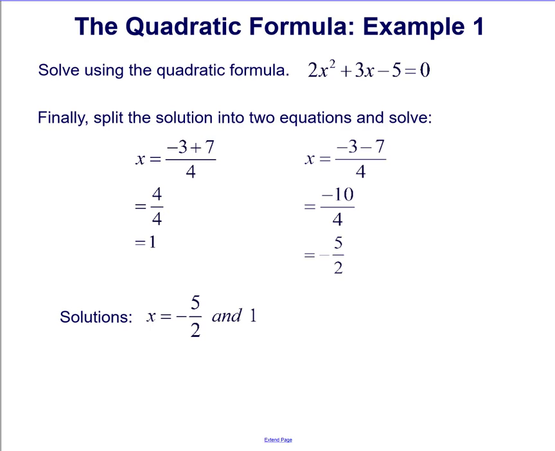Finally, we can split the solution into two equations and solve. So here I'm going to have minus 3 plus 7 over 4, and my second solution will be negative 3 minus 7 over 4. And when I do the arithmetic, we see the first solution is 1, and the second solution is negative 5 over 2. So our two solutions for this quadratic will be negative 5 halves and 1.